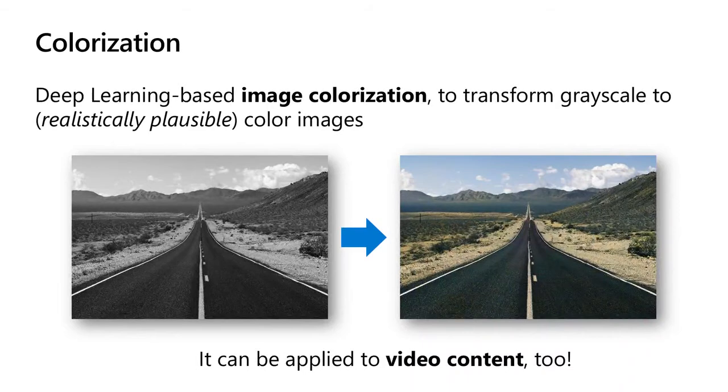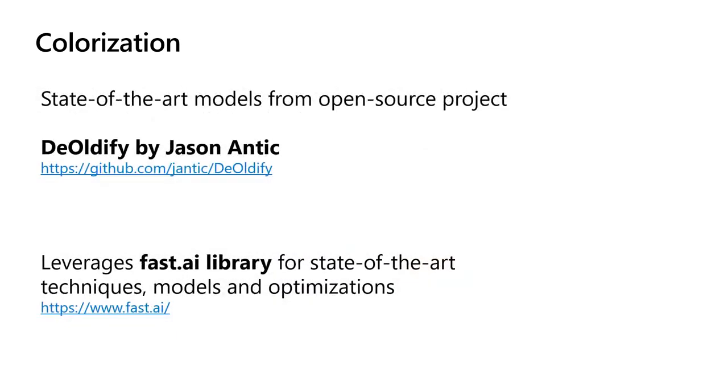And let's pass to the last building block, colorization. Meaning that there are new deep learning-based techniques that enable us to colorize images, meaning that from black and white grayscale pictures, we obtain realistic, plausible, colored pictures. And this applies also to video, too. We started from a state-of-the-art model from these projects, the DeOldify by Jason Antic, which is a very smart guy that, leveraging the fast AI library, was able to obtain a very optimized model that performs quite well also on consumer hardware, as we see in a moment.